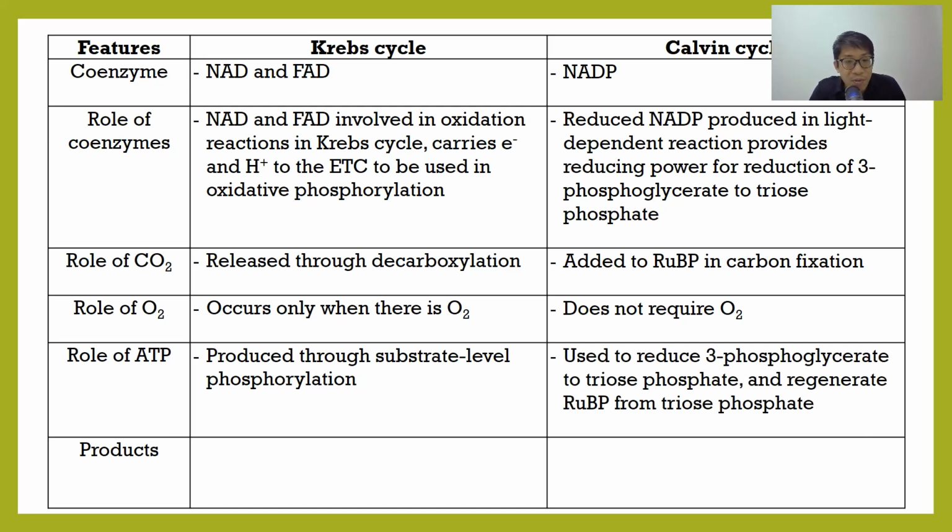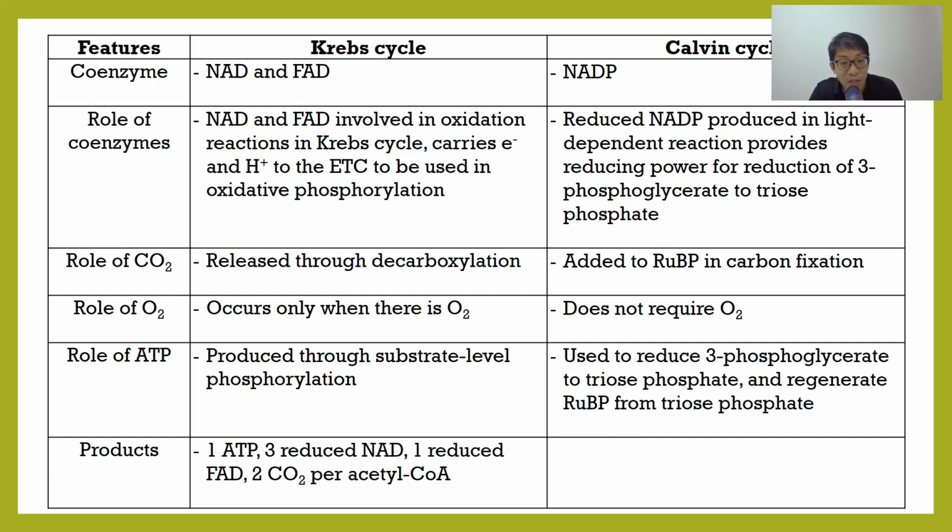And for the products, we have ATP and reduced NAD and reduced FAD and carbon dioxide from the Krebs cycle. Of course, you know the number of the different products per substrate. But for the Calvin cycle, we don't really know a number. It's a bit harder to pinpoint a number of products in the Calvin cycle, so we will just name the different products without giving the numbers.